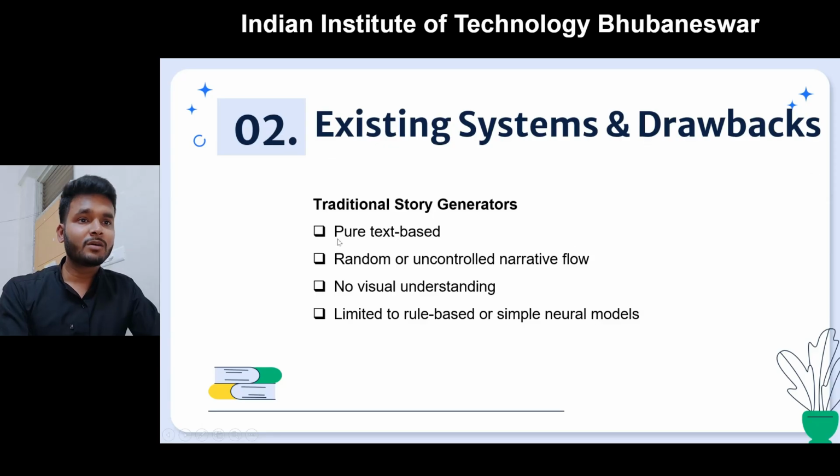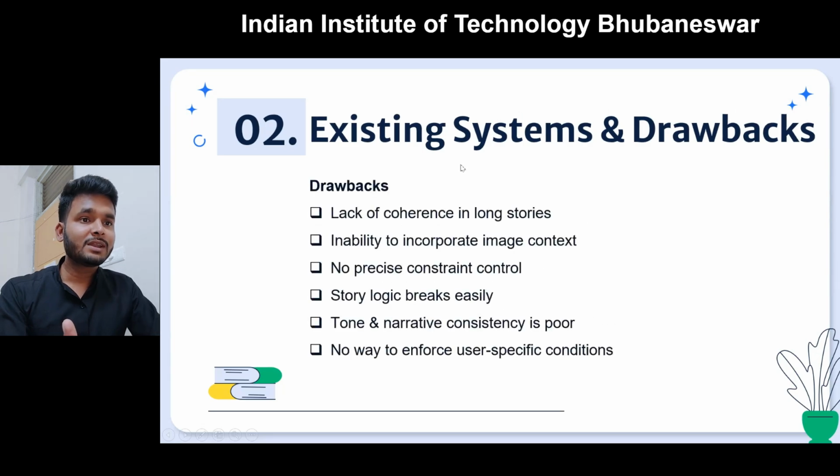Existing systems and drawbacks: pure text-based story generation is there. We give some text and on the basis of that a story is generated, with random and uncontrolled narrative flow, no visual understanding, and limited to rule-based and simple neural models. So what is the drawback of the existing models? Lack of coherence in long stories and inability to incorporate image context. We are generating the story on the basis of images, where logic breaks are there, and we are providing the tones and narratives.